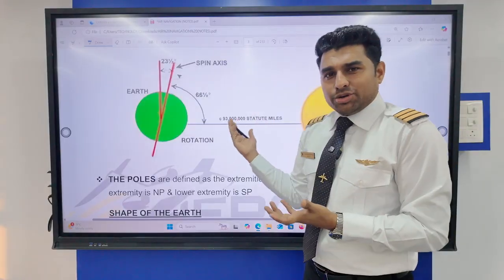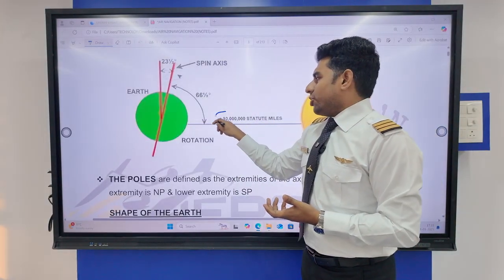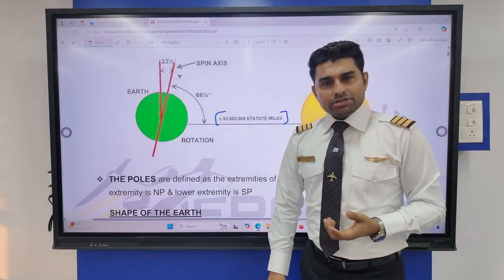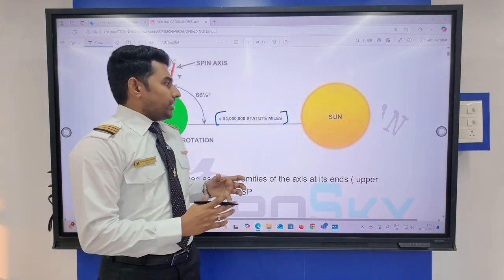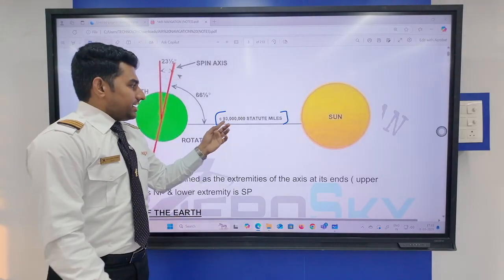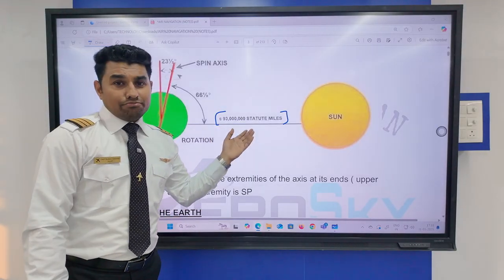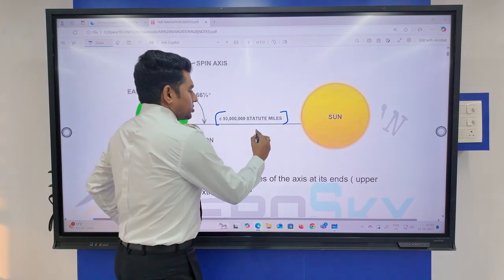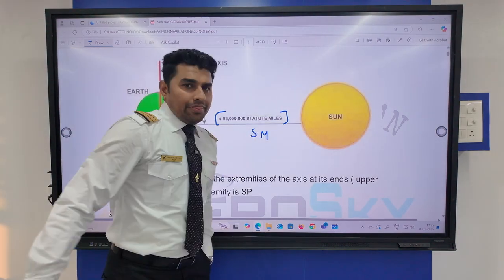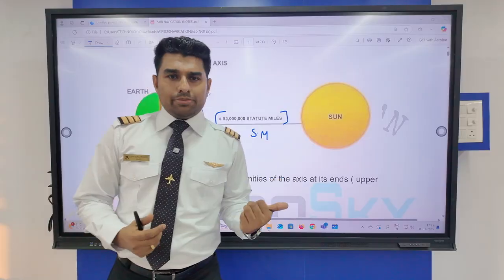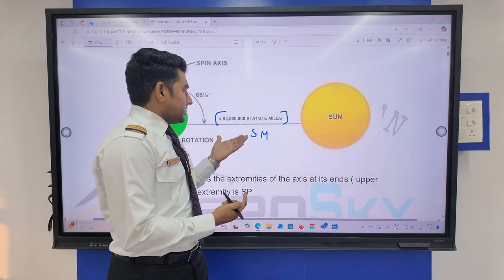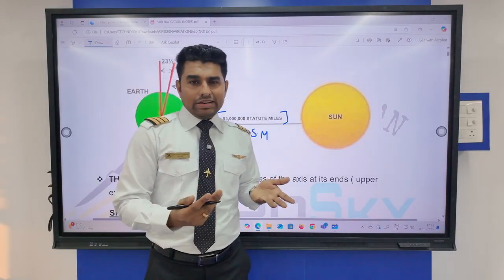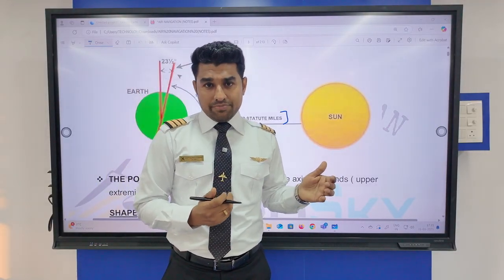Obviously there is nothing to do with this, but yes, for your understanding and for the exam purpose, you definitely have to remember these numbers, all right? So the distance between the sun and the Earth is considered to be 93.3 million statute miles. We have different units for length, like kilometer, miles, nautical miles, and something called statute miles. So it says 93.3 million is the distance between Earth and the sun.